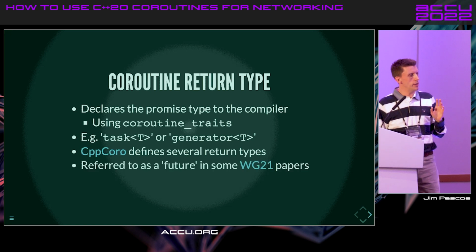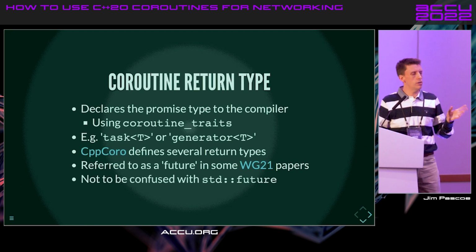In some WG21 papers, particularly the early ones, the coroutine return type is referred to as a future. I've seen a few people refer to it as the return type. I think it's probably better to call it the return type rather than a future, personally. Don't get confused with std::future. A lot of people online seem to be doing that.